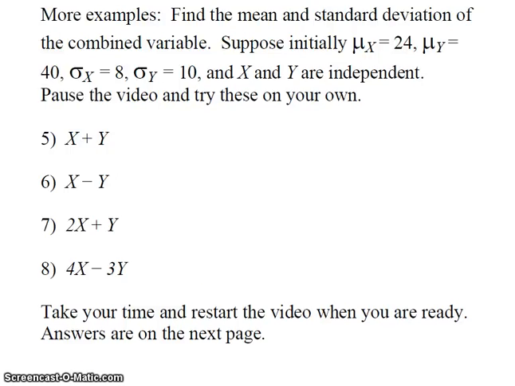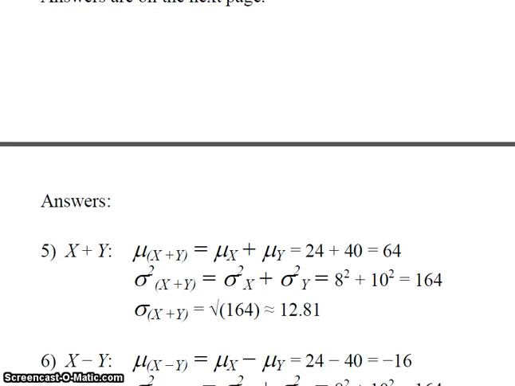Okay, welcome back. Here are the answers. The mean of x plus y is the sum of their means, which is 24 plus 40, or 64. The variance of x plus y is the sum of their variances. 8 squared plus 10 squared is 164. The standard deviation is the square root of that, or 12.81.